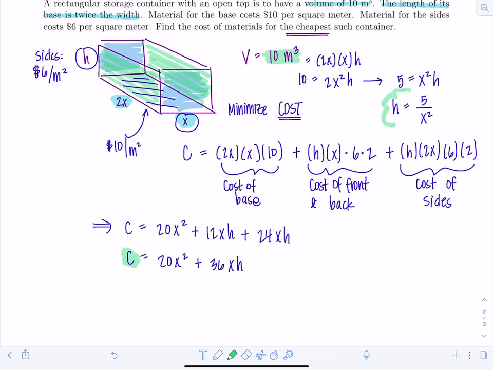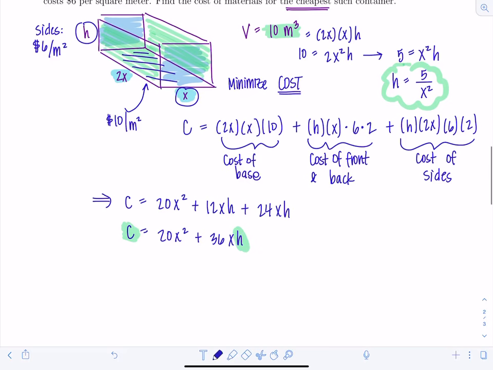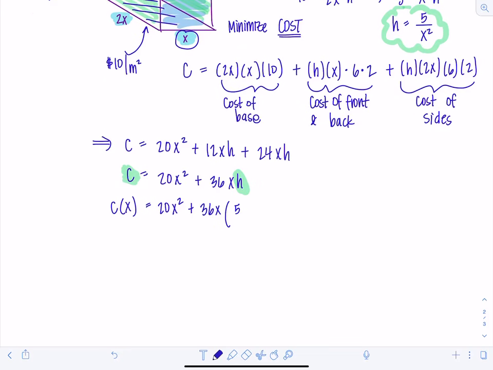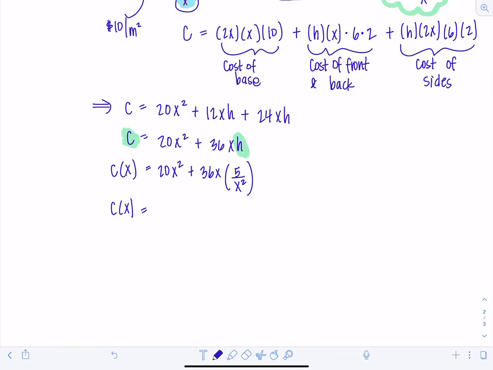And now this is the key to me rewriting my cost equation as a function of just one variable. So I'm going to substitute 5 over x squared in for h. And now I can write c as a function of x. Make sure you include that in the next step, once you've reduced everything to one variable. So we're going to have 20x squared plus 36x times 5 over x squared. And so c of x is equal to 20x squared plus 180 over x, right? One of those x's is going to cancel out.